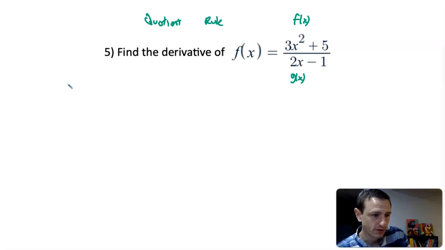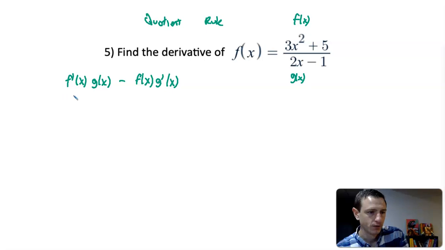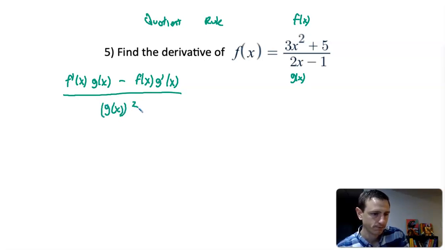So the quotient rule is the derivative of the top times the original bottom minus the original top times the derivative of the bottom, all over the bottom squared. Numerator over denominator: derivative of the numerator times the original denominator minus the numerator times the derivative of the denominator, over the denominator squared. Another way of notating that. So let's go ahead and do that.